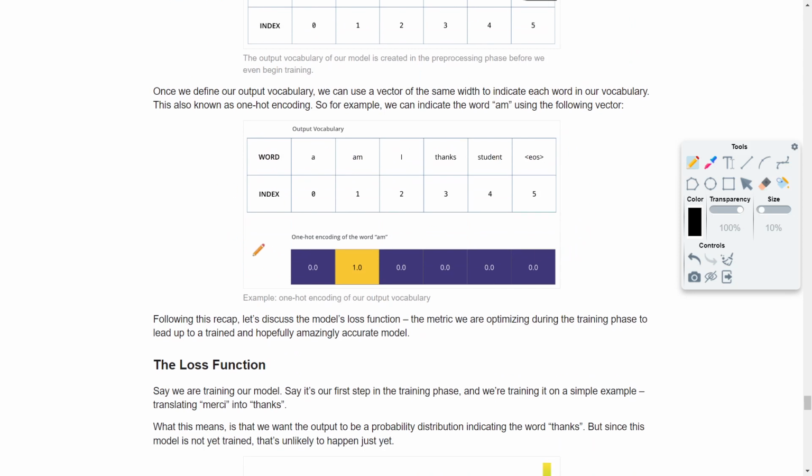It tells us that if we have one vector by the name am, and we do one-hot encoding for am, it would be one, and for the other words it would be zero. That's what they are explaining here.